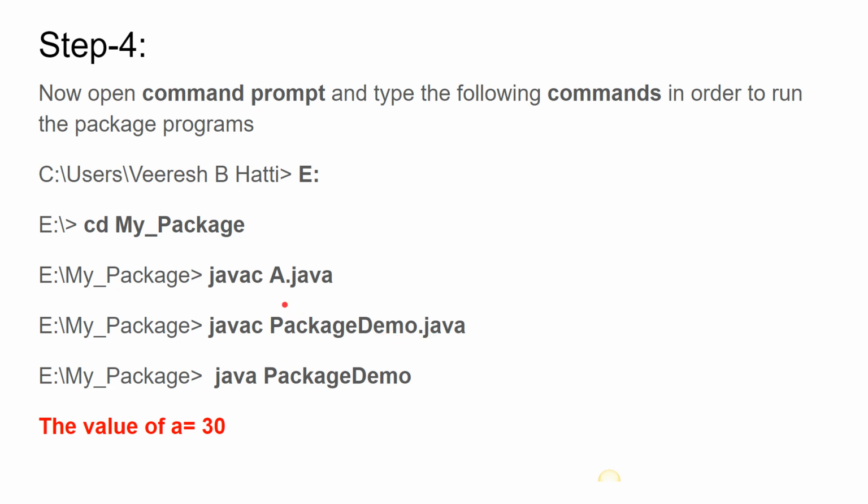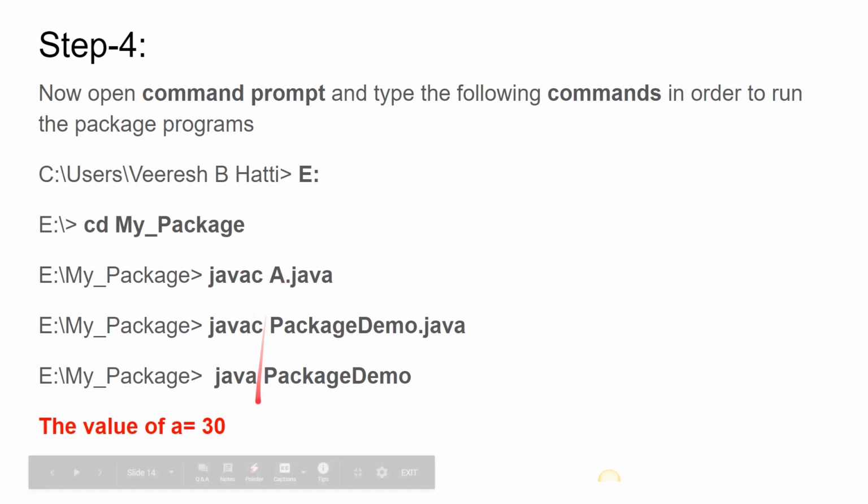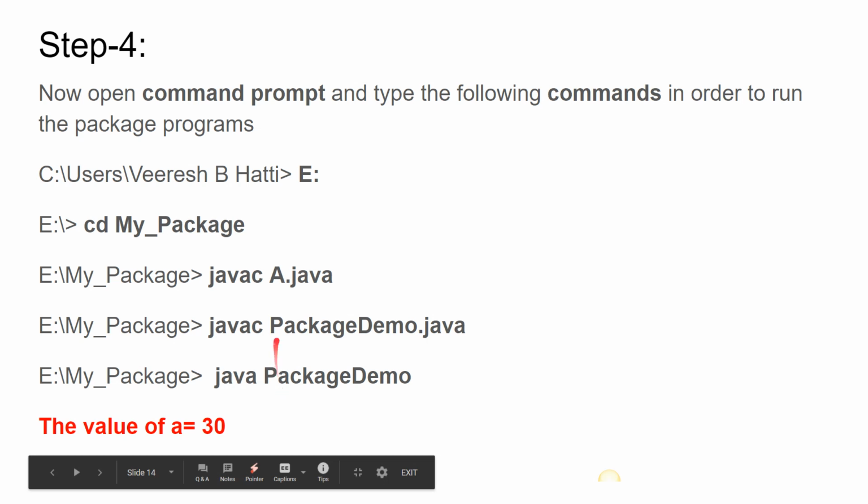class. First you need to compile the subclass, then compile the main class and execute the main class, that is PackageDemo, which is the main class. You cannot execute the subclass, that is java A is wrong, because it does not contain a main method, right? So the value of a is equal to 30. This is the final output.